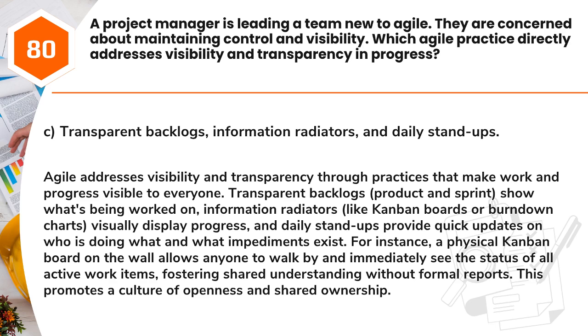Answer: C. Transparent backlogs, information radiators, and daily stand-ups. Agile addresses visibility and transparency through practices that make work in progress visible to everyone. Transparent backlogs, product and sprint, show what's being worked on. Information radiators, like Kanban boards or burndown charts, visually display progress, and daily stand-ups provide quick updates on who is doing what and what impediments exist.